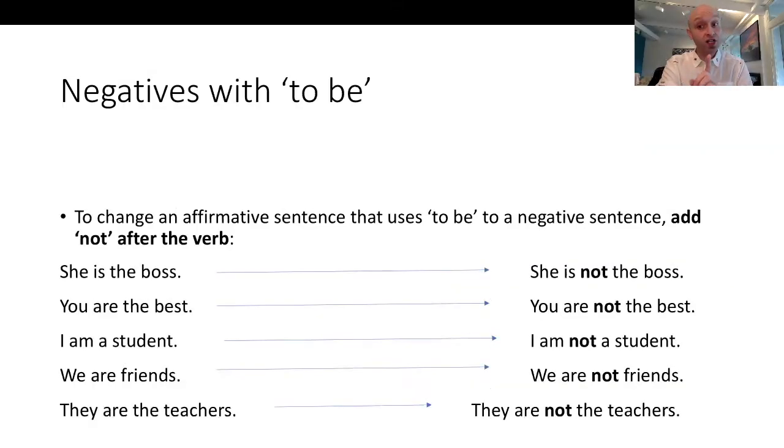Contudo, e é um grande contudo, as regras mudam quando a gente usa to be. Ok? Quando a gente usa to be, o negativo vai ter not depois. Por exemplo, she is the boss. She is not the boss. You are the best. You are not the best. I am a student. I am not a student. We are friends. We are not friends. They're teachers. They're not teachers. Então, quando você usa to be em uma frase negativa, vai inserir not depois do verbo.